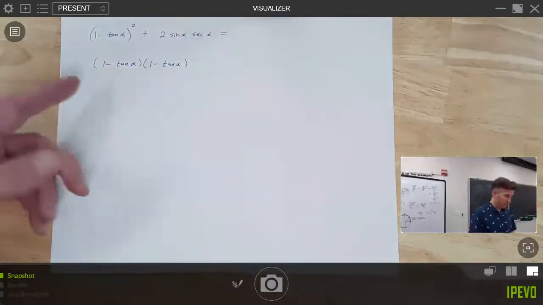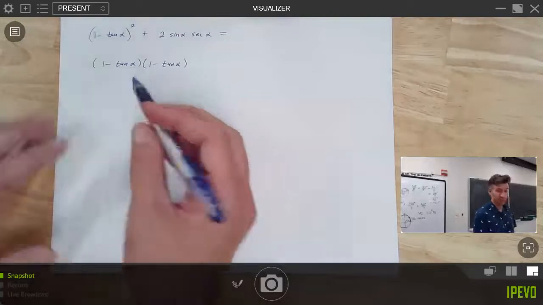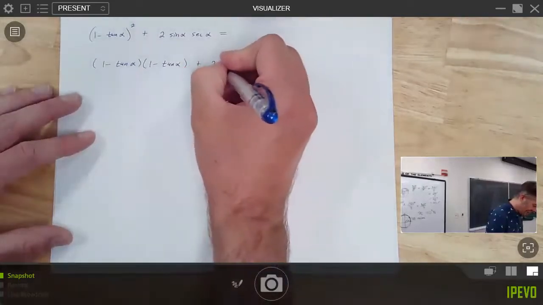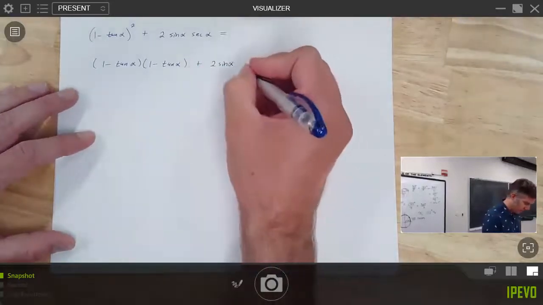Notice that since they're both minus, the middle terms aren't going to cancel out, right? It's not 1 minus tangent times 1 plus tangent. So we are going to have some middle terms. And then we have got this. Do I want to do anything with that? Yeah, I'm going to change secant alpha to 1 over cosine.